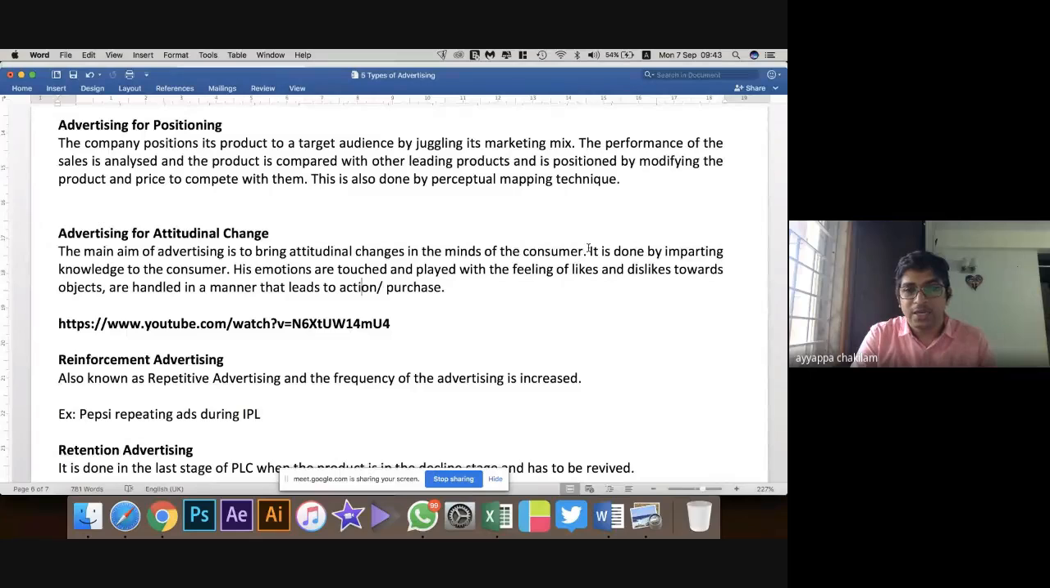So how is it done? It is done by imparting knowledge to the consumer, making sure their emotions are touched and played with, so that feelings of likes and dislikes towards objects are handled in a manner that leads to action or a purchase. So emotional connect will be done. They try to make sure the consumer is getting connected to the advertisement. They change the attitude and they may start buying your product.